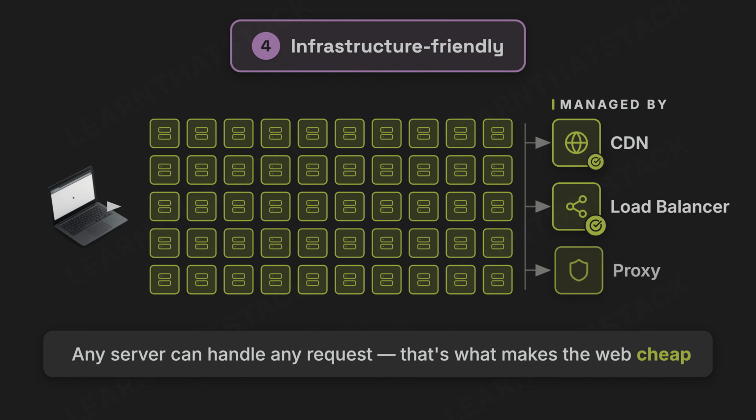HTTP's design is what makes the modern web cheap. You can put 50 servers behind a load balancer, and it doesn't matter which one gets your request. You can cache responses at the edge. A request can pass through a dozen pieces of infrastructure, and none of them need to understand your application. They only need to understand HTTP, which is the same everywhere. These 4 promises are why HTTP runs on everything.